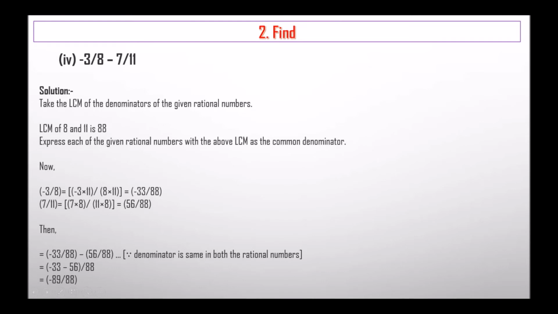Next, minus 3 upon 8 minus 7 upon 11. Then we will take the LCM of 8 and 11, that is 88. And we will get minus 33 upon 88 and 56 upon 88. So minus 33 upon 88 minus 56 upon 88. So minus 33 minus 56 upon 88, that is minus 89 upon 88.